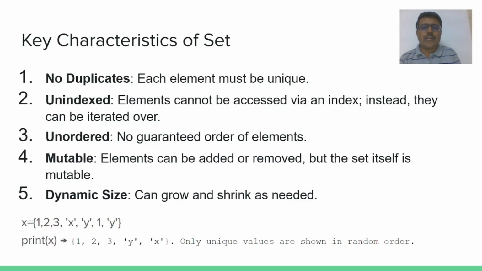So even though the value can go in, the output result will not show you the duplicate values. Okay. And then the next one is unindexed. You can see a very interesting one. Unindexed means it cannot be accessed via index. That means you cannot say what is the item in the third index position or the fourth index position, or between 4 and 10. So you will not be able to index it, right?